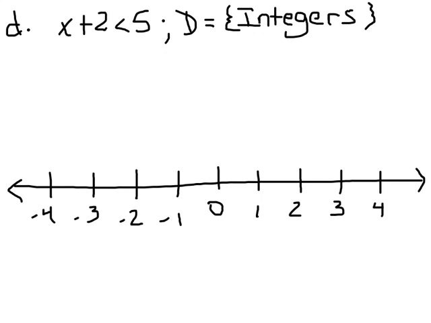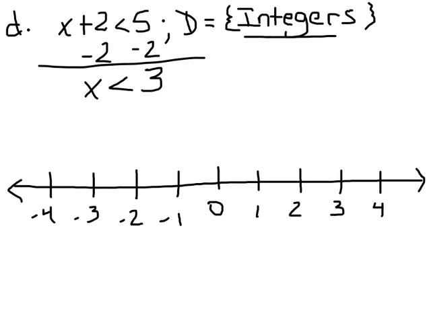Alright, and in this one we're also going to use that additive property. We're going to subtract 2 from both sides, and we get x is less than 3. Our domain, again, is integers, so we're going to have dots on the numbers, the integers that are less than 3. So that would be 2, 1, 0, -1, -2, -3, -4, and so on.